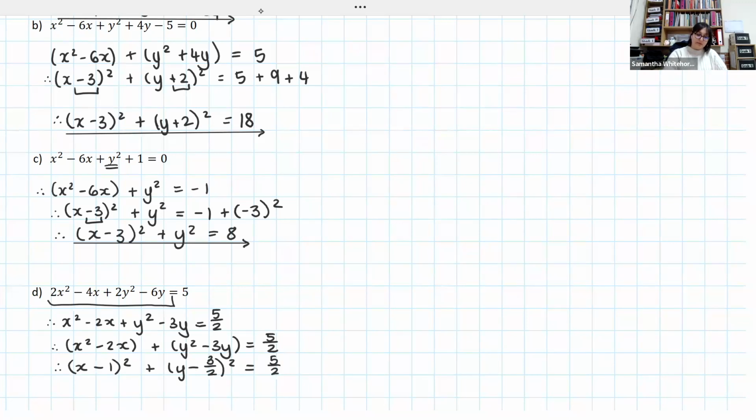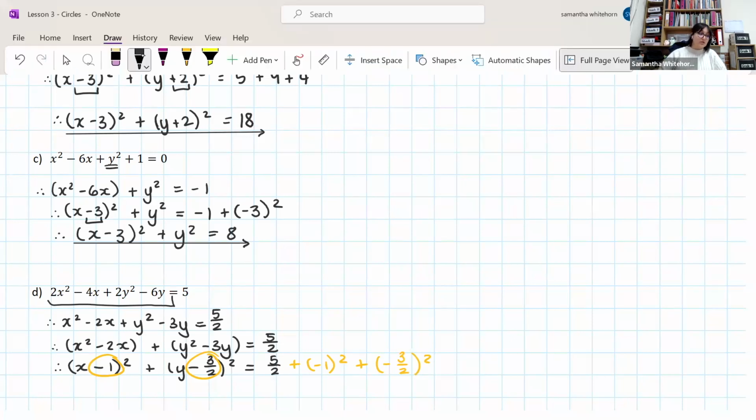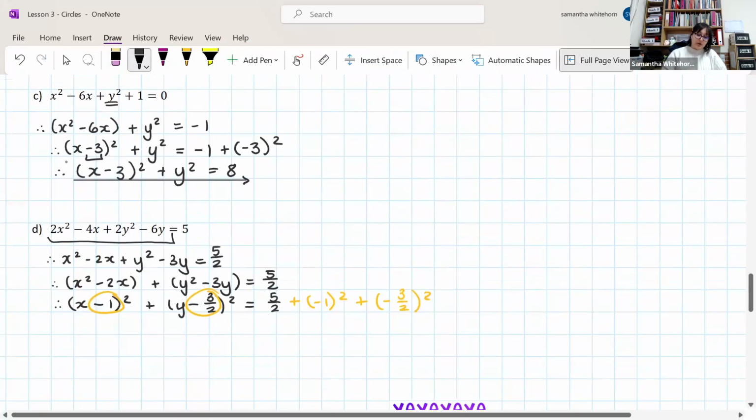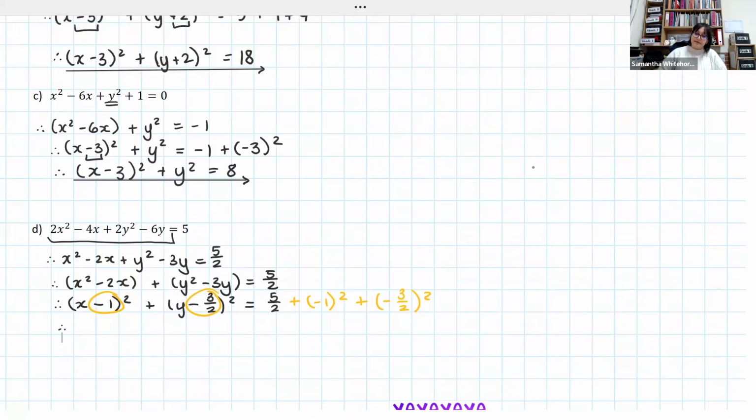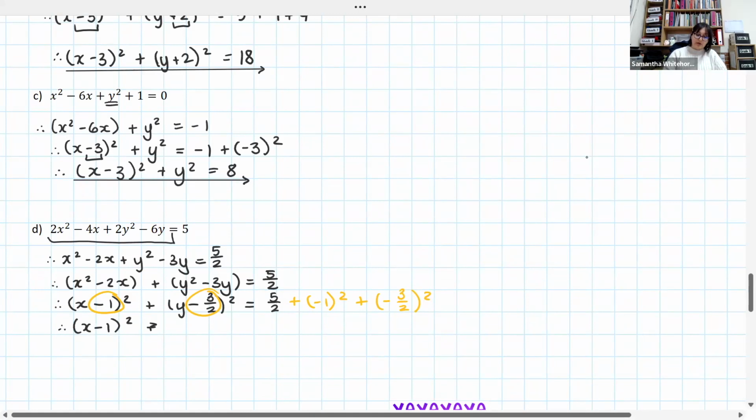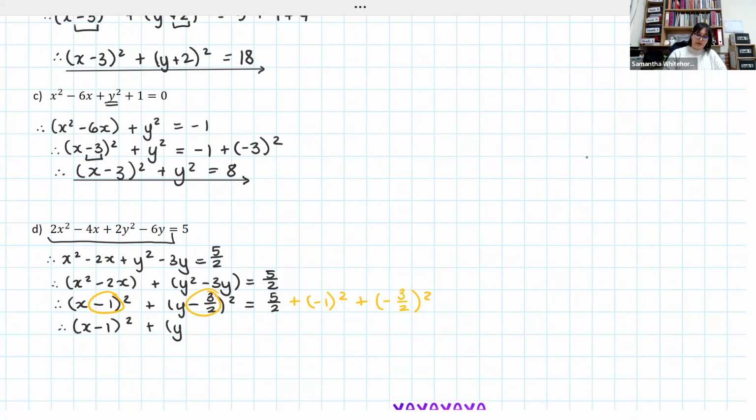Now remember, we're taking -1 squared, so we're going to add a -1 squared plus a -3 over 2 squared. And then quite literally just type that in your calculator. You do not need to go and do that in your head. So if you do that all on your calculator, you will get what your radius squared is. So we've got x minus 1 squared, strange looking plus y minus 3 over 2 squared is equal to 23 over 4.